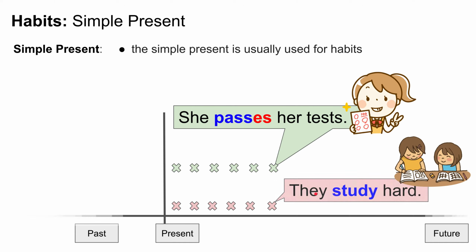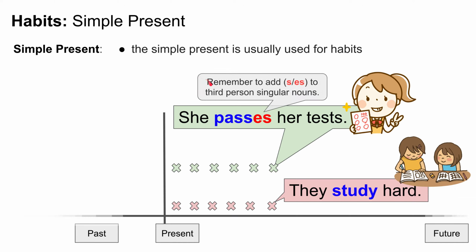Let's look at another example, another repeating action, another habit. Okay, they study hard. Something I want to mention about the simple present is that we need to remember to add s or es to third person singular nouns. So for example, she, he, it, Santa Claus, Mary. Okay, she passes, he passes, it passes, Santa Claus passes his tests.